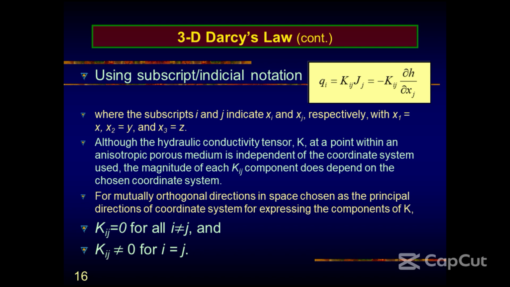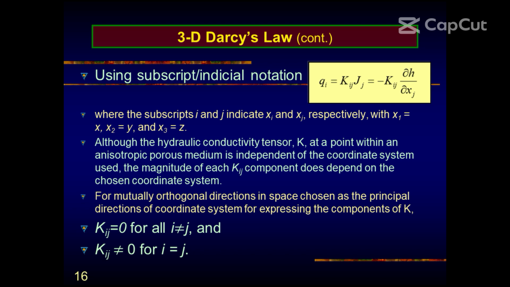If you look at all this, when i equals 1, this is just Qx. For 2, this is just Qy. For 3, this is just Qz. This is the expansion of the initial form. And then the same thing, because all these are matrices, this is also simplified to this form, because J is minus del H over del Xj.